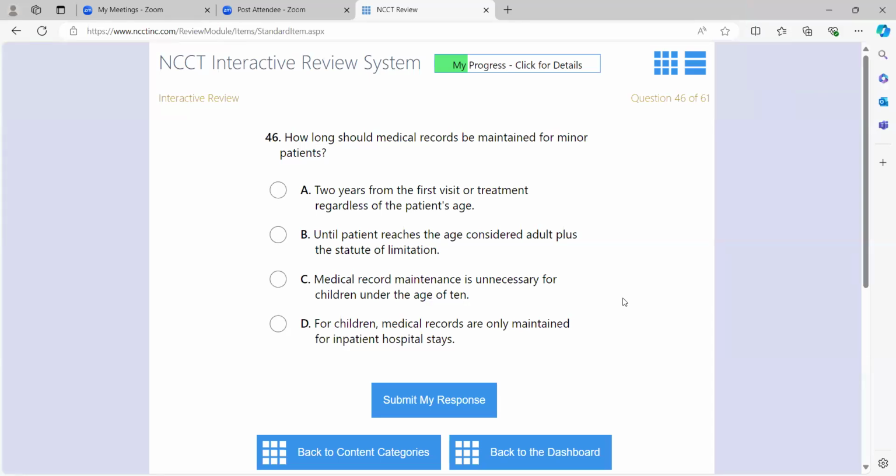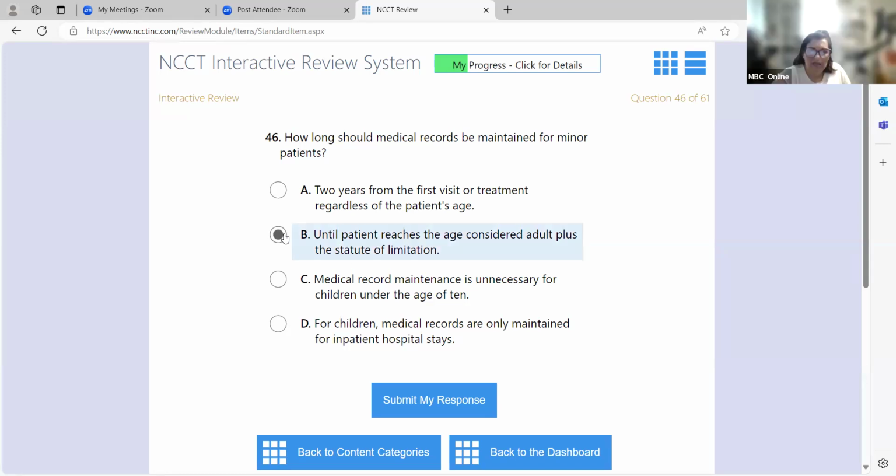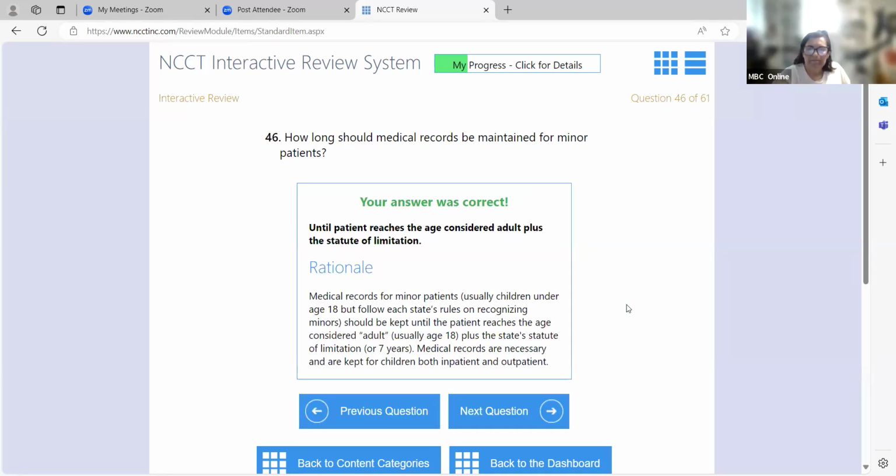B. B, any other guesses? Correct. In every state, I will tell you, there is a different age that they consider legal for an adult to consent to medical treatment. So you would wait until the patient reached the age considered adult.